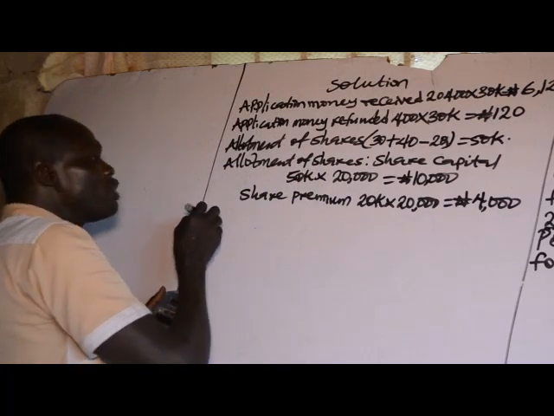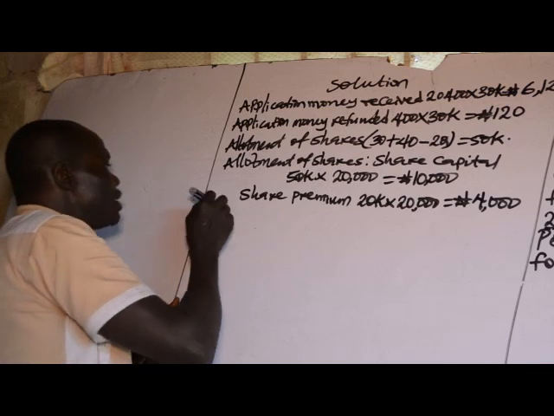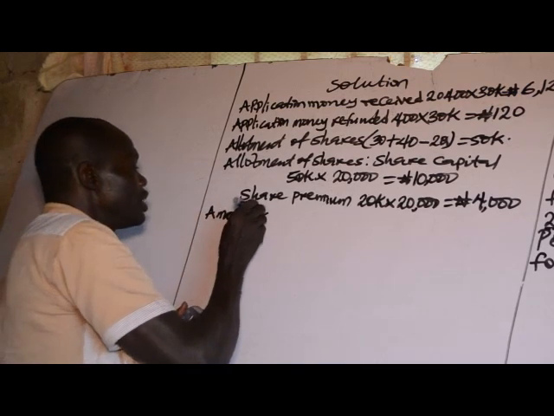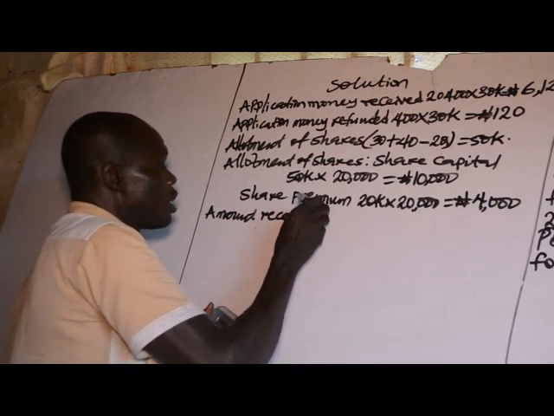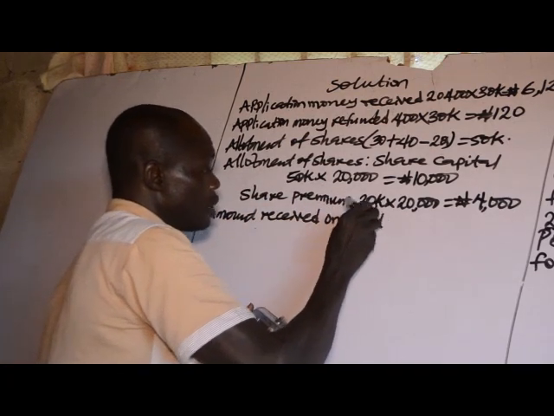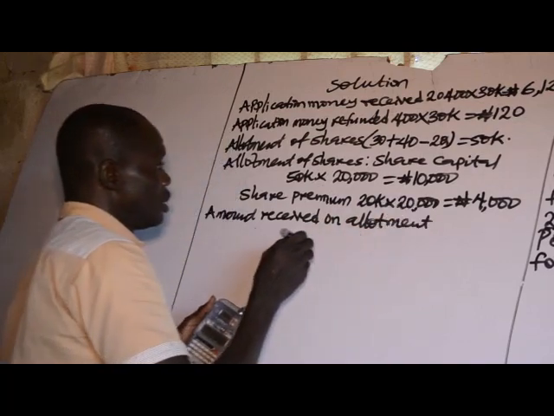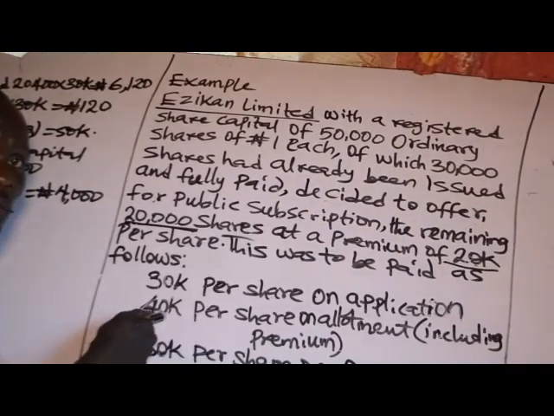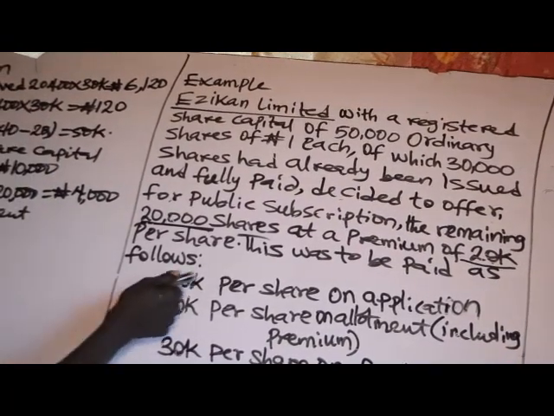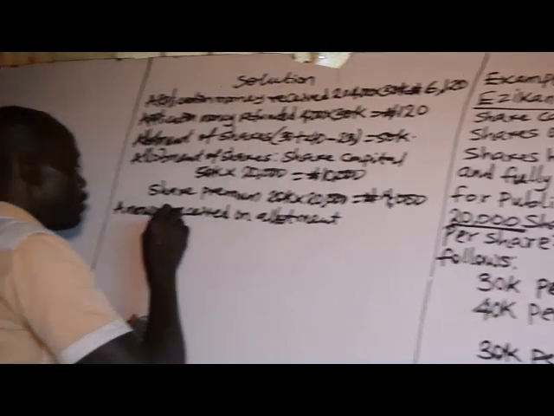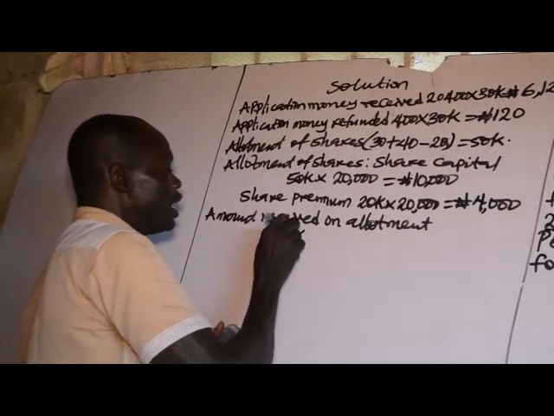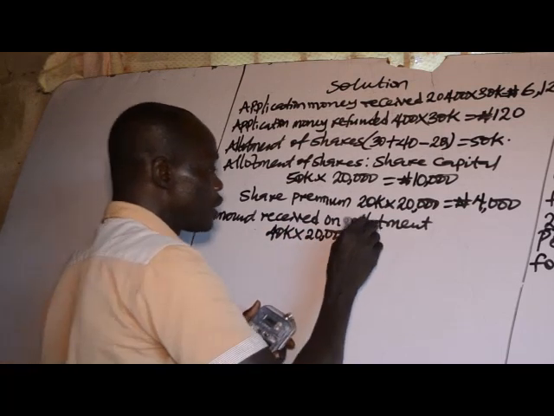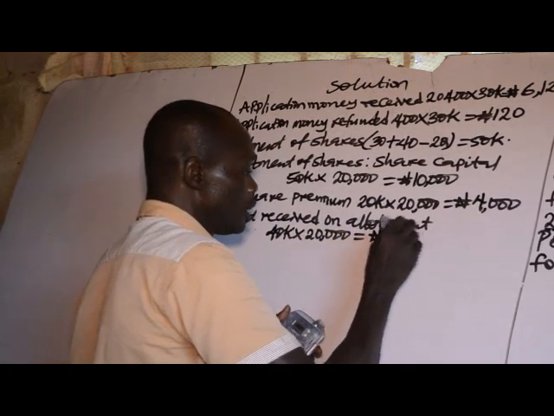So the amount that will be received on allotment is 40 kobo times the number of shares issued. 40 kobo times shares issued, which is 20,000 shares. So that will give us 8,000 naira.